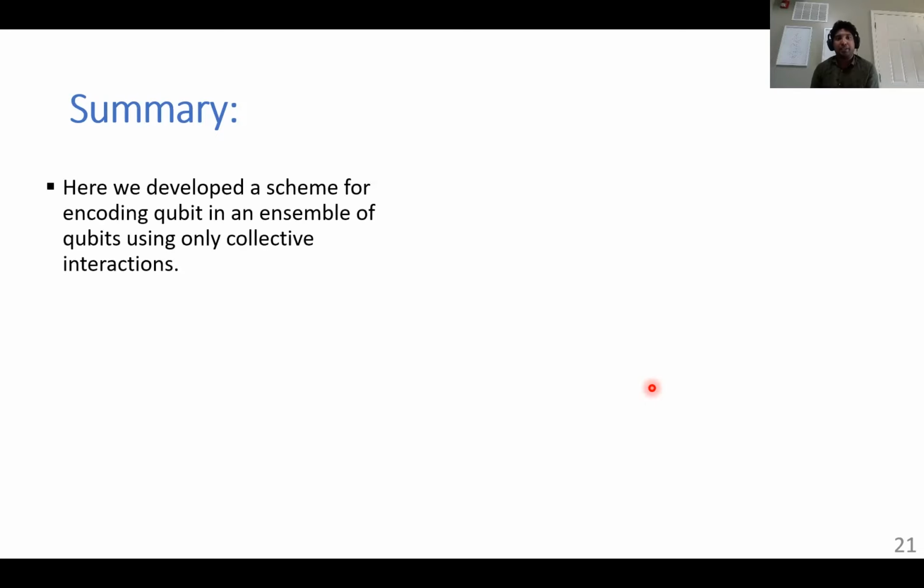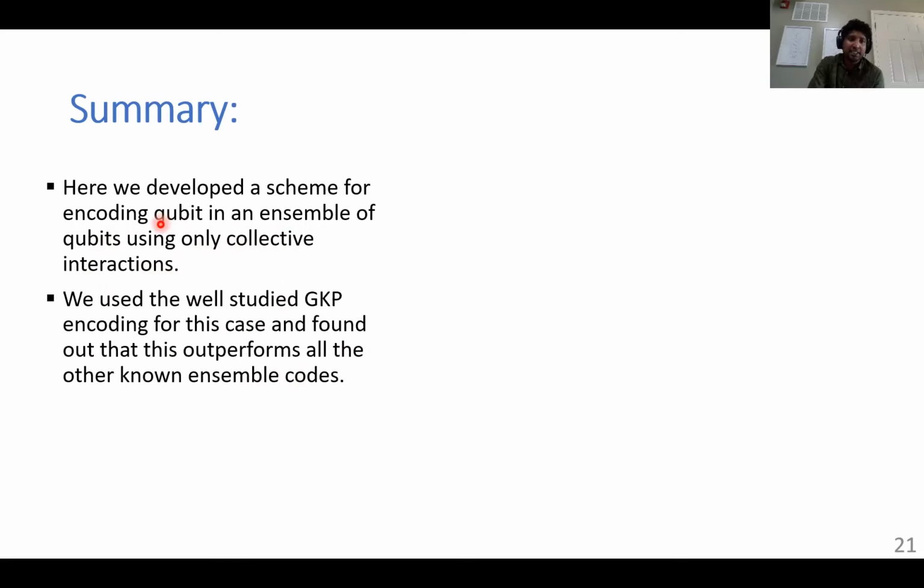With this, we can summarize what we have learned today. We have seen a very new approach where you encode a qubit into an ensemble of qubits, and we only need collective interaction. That's the key point. We only need collective interaction, so this could be practically easy to implement on current hardware. Next, we studied one of the codes we could study in this case, the GKP code, which has been one of the promising codes for the harmonic oscillator, and saw that it outperforms all other codes. For more details, you can check the arXiv where the preprint is.